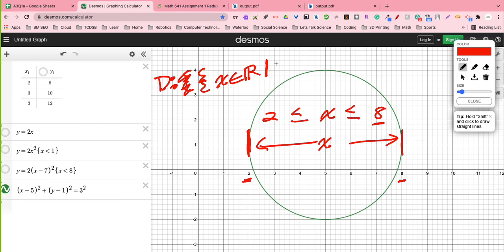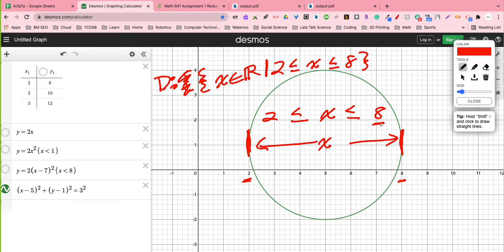I'll put it in here so we can take a look at it, and we'll try it again after. The way you can look at it is that 2 is less than or equal to x. That's true. The number 2 is technically less than the entire circle. And x is less than or equal to 8. That's right. 8 is larger than the entire circle.